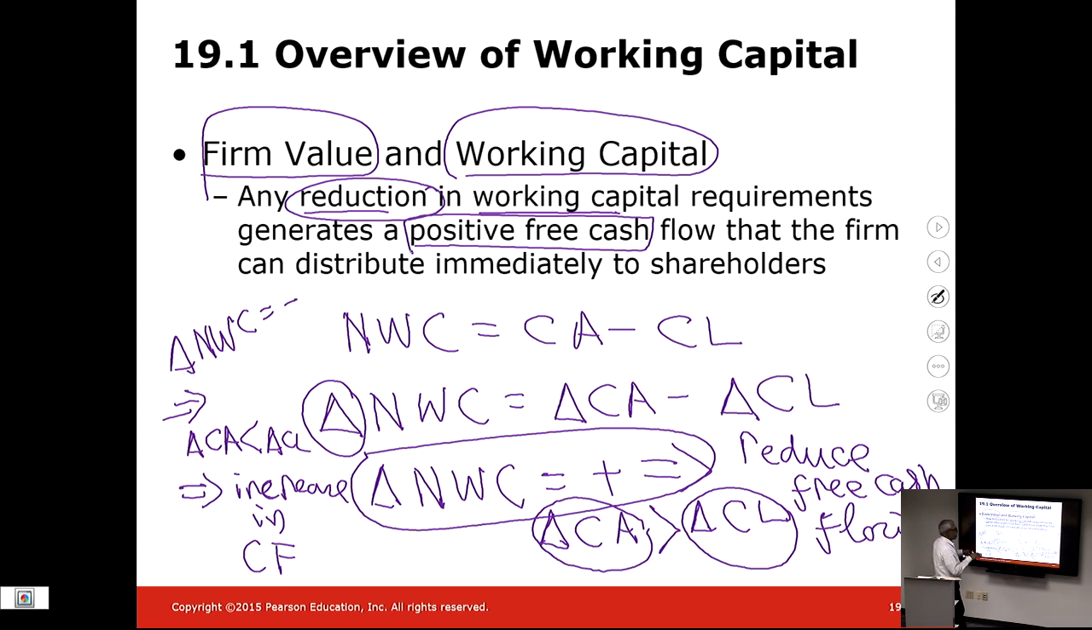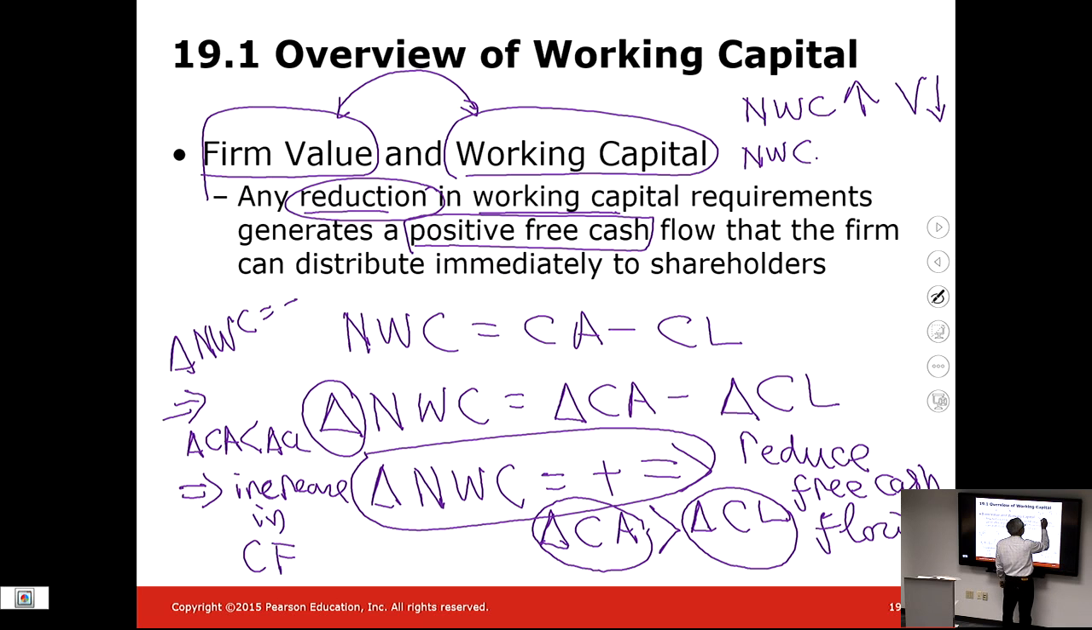So anytime net working capital goes down, free cash flow goes up, and firm value goes up. So the relationship between net working capital and firm value is inverse. When net working capital goes up, value goes down because cash flow goes down. And when net working capital goes down, firm value goes up. That's what we mean by an inverse relationship between firm value and net working capital.